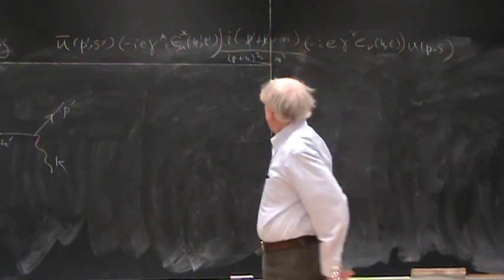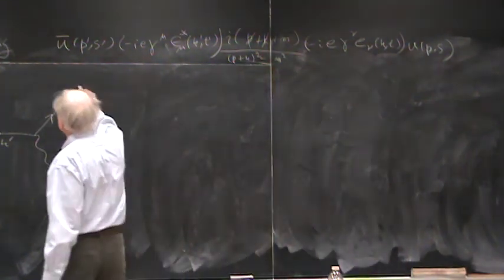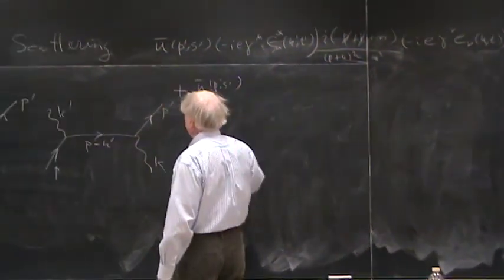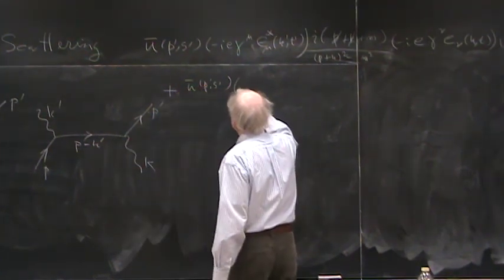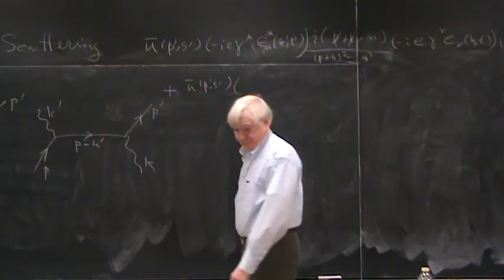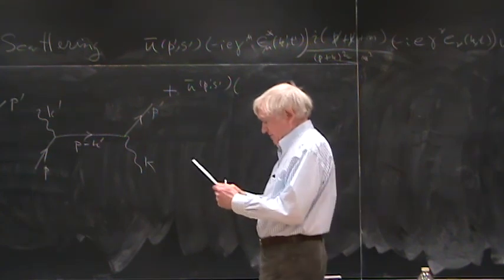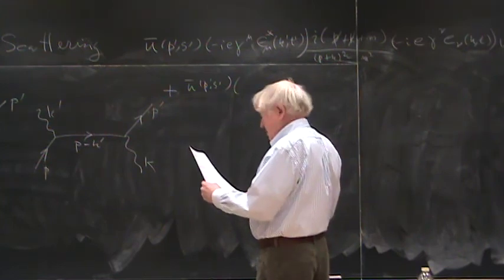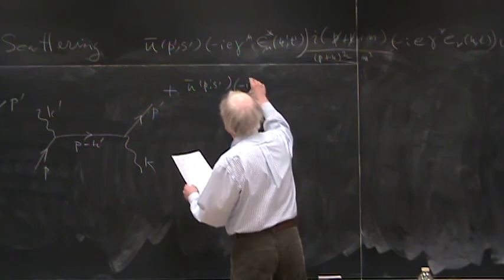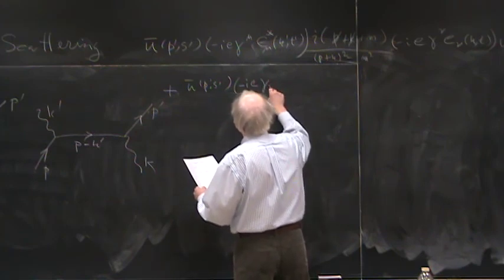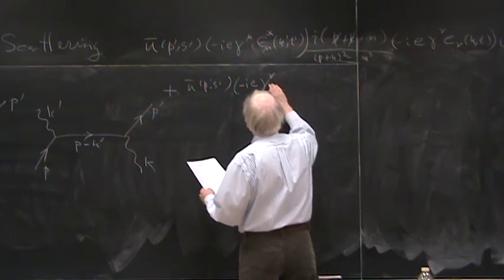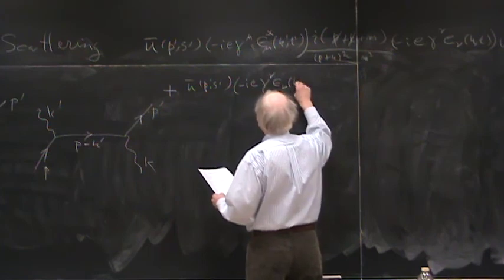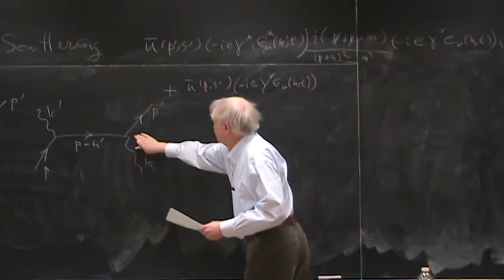Good. Okay, the next one, if we just look at it here, it would be u bar of p prime and s prime. Now we have a vertex, and it turns out that it's nicer to switch mu and nu so as to make this a little more symmetrical. So minus i e gamma nu, epsilon nu of k and t, so that's this vertex.